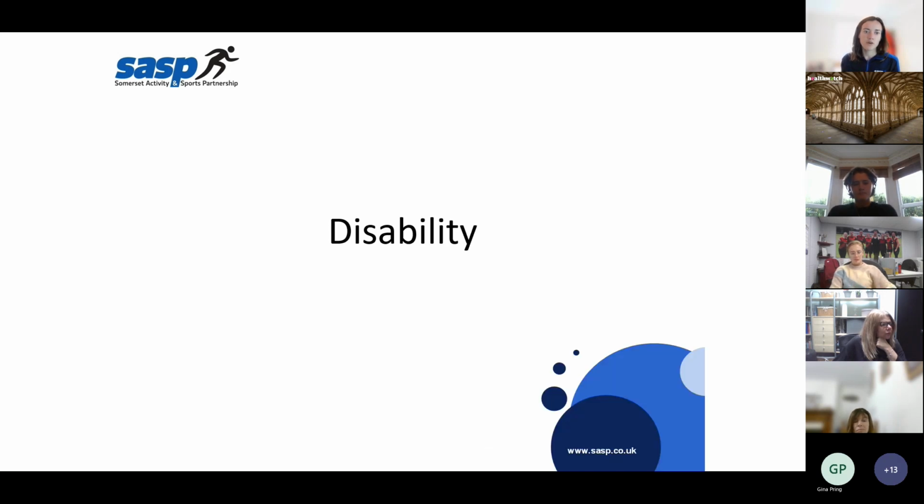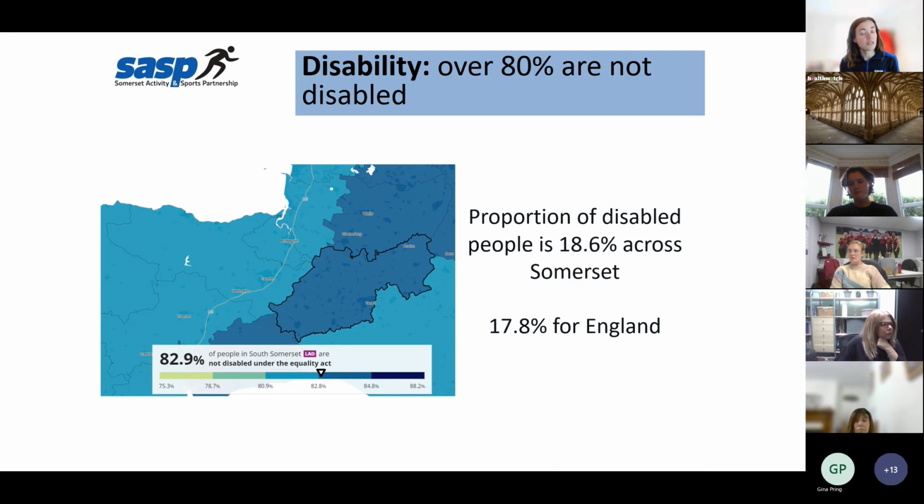I'm now going to move on to disability. So what we found is that 18.6% of people across Somerset have stated that they have a disability. So people were asked if their day-to-day activities were limited by long-term physical or mental health conditions or illnesses. And this was a definition of disabled person that meets the harmonised standard for measuring disability and is in line with the Equality Act of 2010.